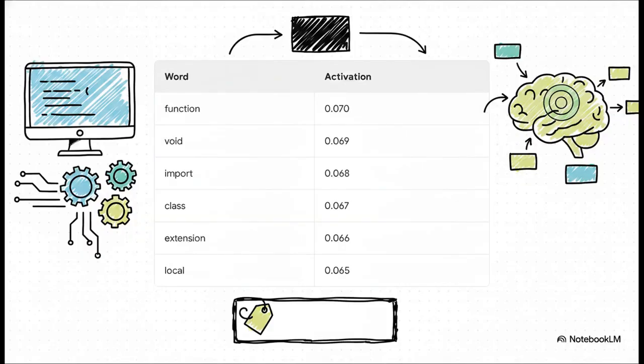Okay, so let's go back to that question from the beginning. What does dimension 1280 of Llama 3 actually mean? Well, when the researchers ran TKAA on it, this is what they found. The words that activate this dimension the most are function, void, import, class. It's immediately crystal clear. Dimension 1280 has learned to represent programming keywords. And just like that, the black box isn't quite so black anymore. We've just put a human-readable label on one of the model's internal concepts.